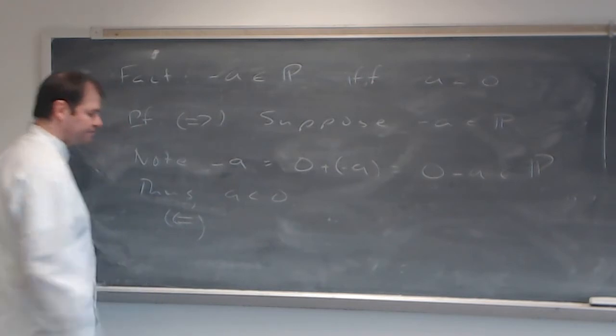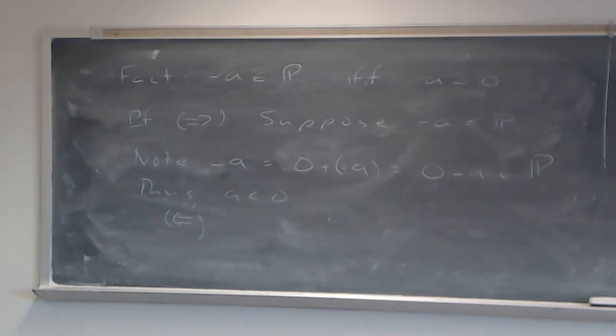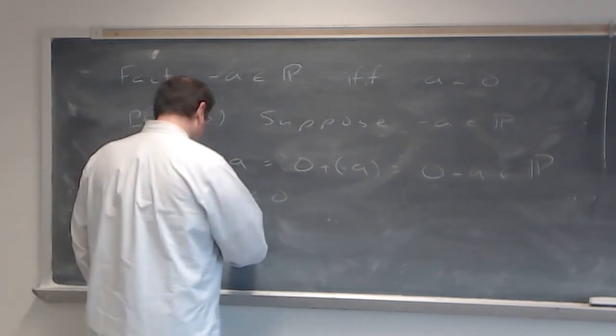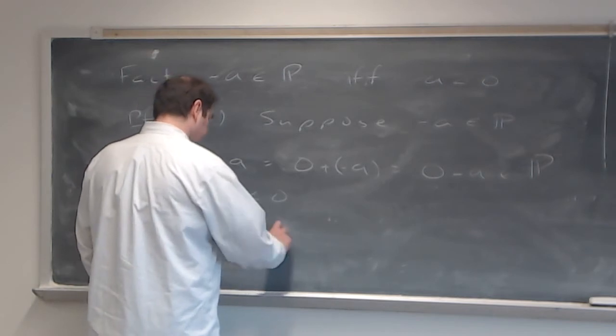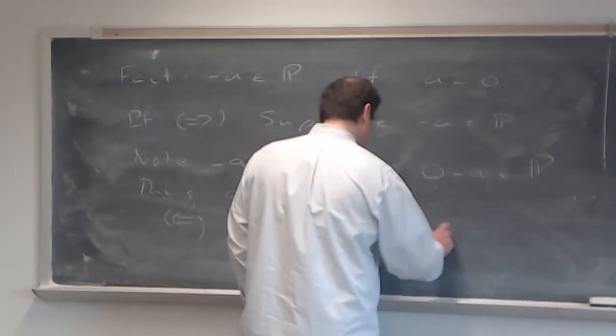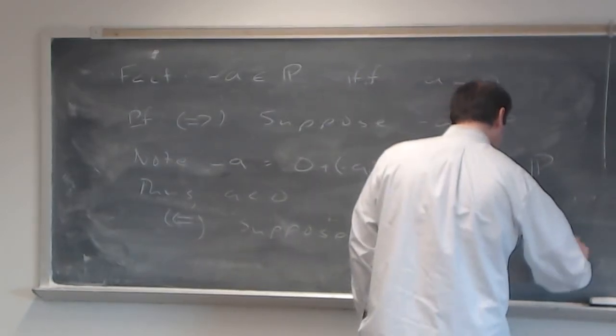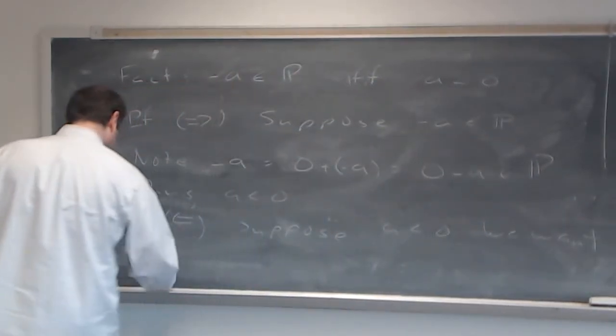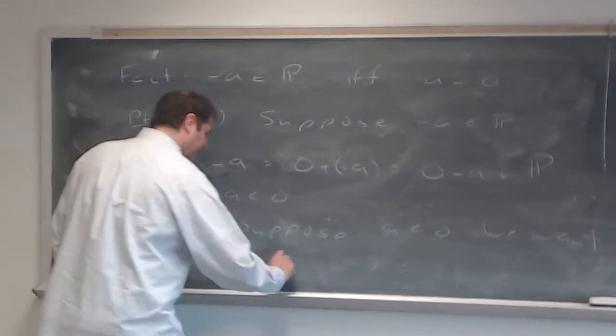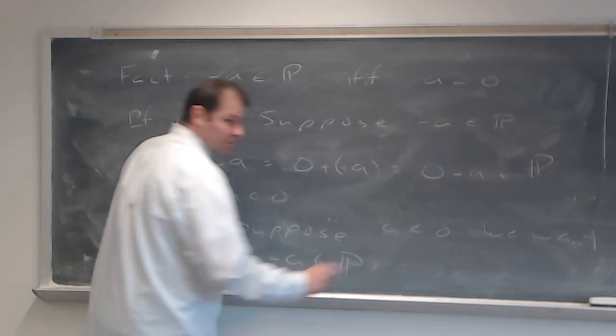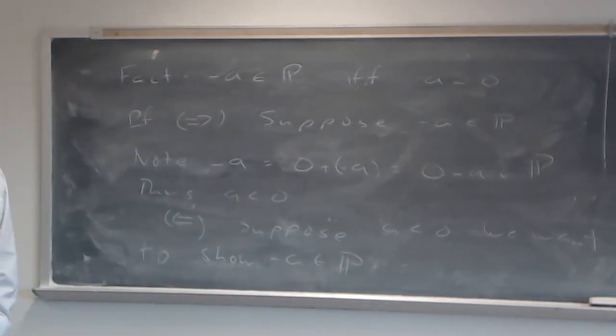Let me give everybody a second. Look at it. We'll go the other direction. What is the thing that we're trying to prove when we say we're trying to prove the other direction? We're trying to prove if, then. That's right. So here, we suppose, that's right, Megan, that A is less than 0. We want to show that minus A is a positive number.